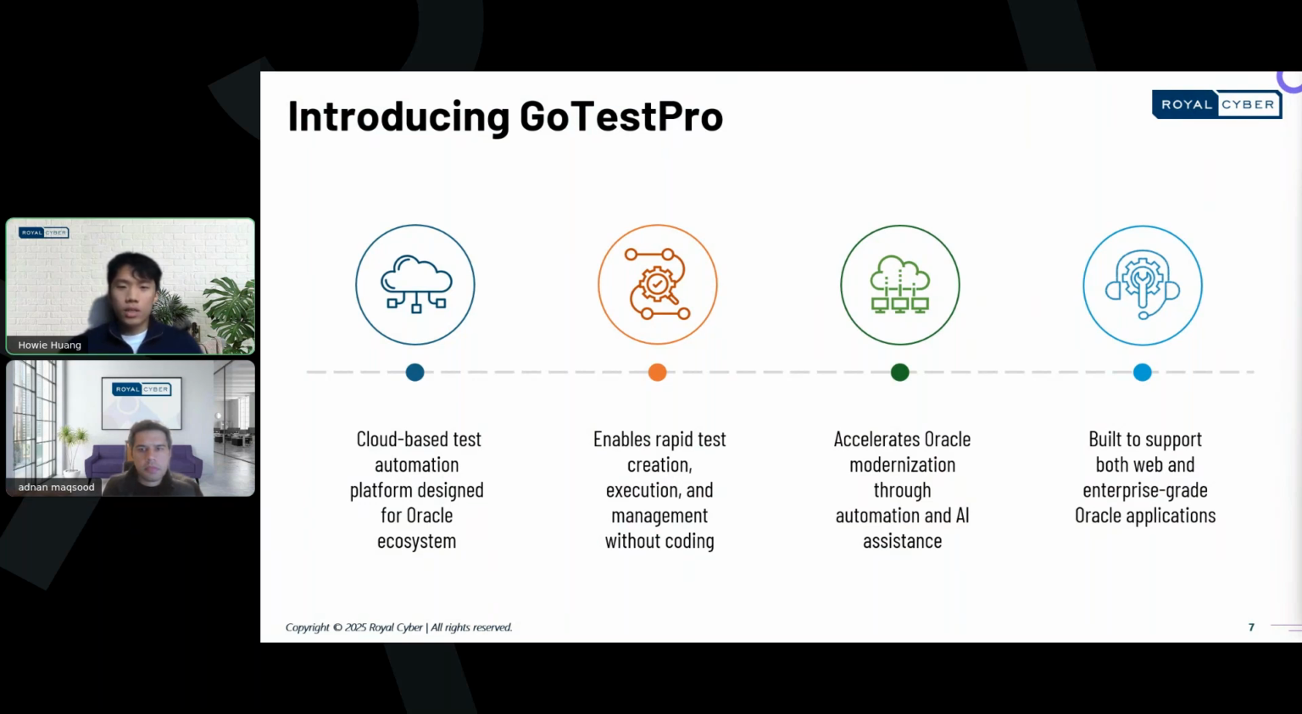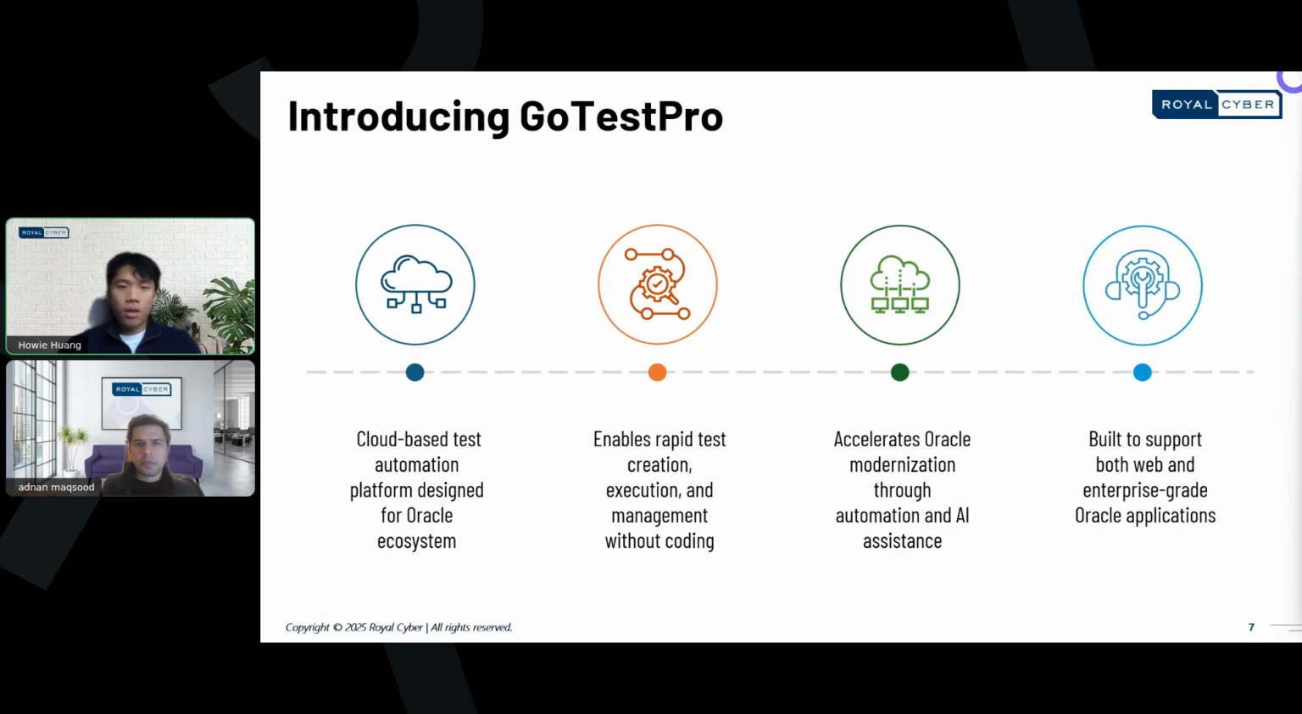Users don't need to write Selenium or Playwright scripts themselves. Instead, they describe the workflow they want to test, often starting from business level requirements like Jira stories, and GoTest Pro handles translating that intent into executable automation.